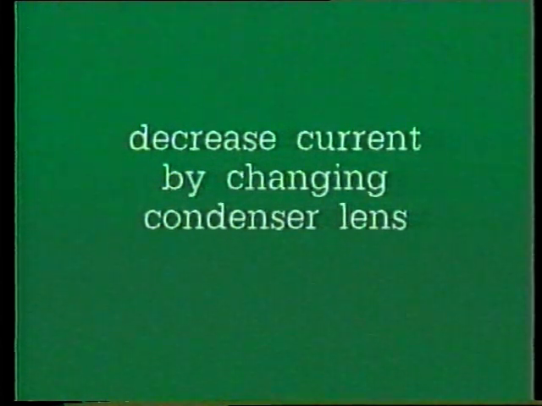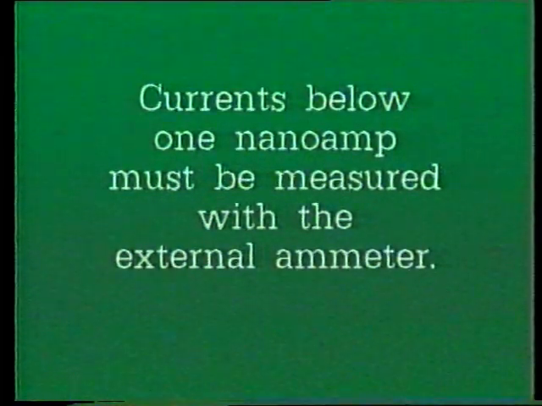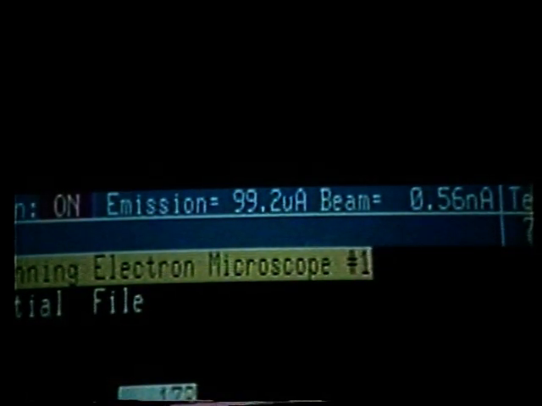To now decrease the current, we need to change the condenser lens. We can press function key 14, which will then allow us to slew the condenser lens up in order to close the condenser lens and decrease the current. We now read less than 1 nanoamp of current. The current reading circuitry which we are using is accurate to 1 nanoamp, so anything below 1 nanoamp we will have to measure with the external ammeter. So let's toggle the beam current reading off by pressing function key 15 and toggling the cursor to the off position.